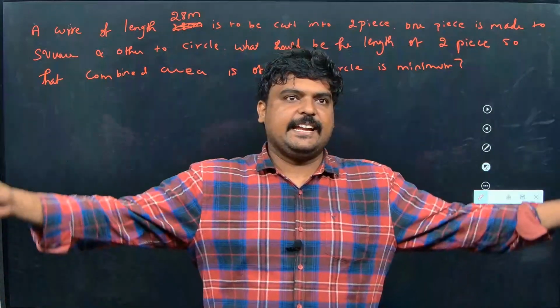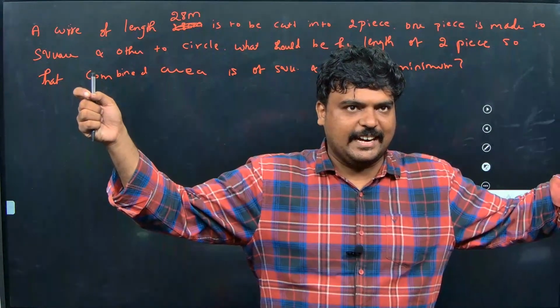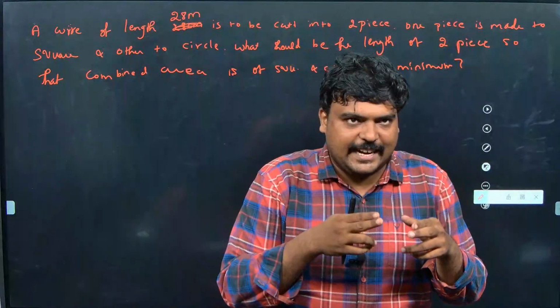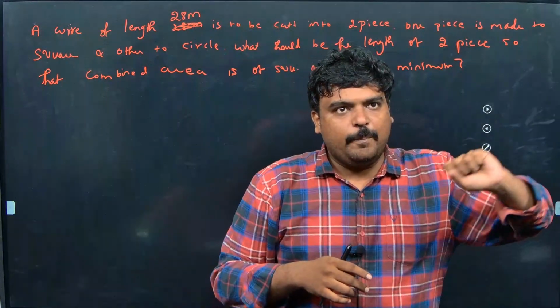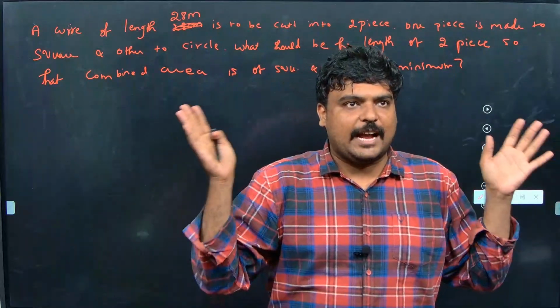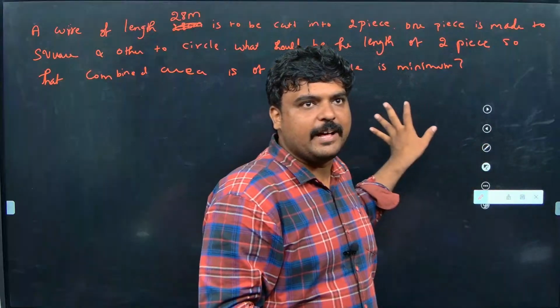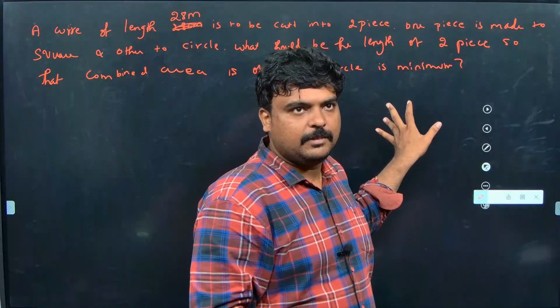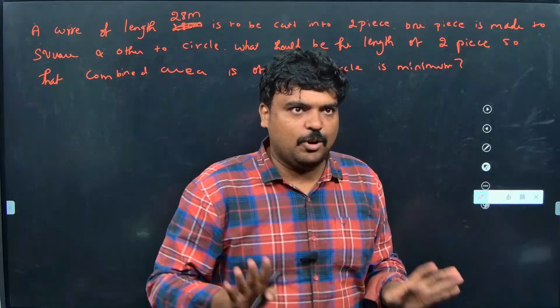டே, என்கிட்ட 28 மீட்டர் லாங் ஒயர் இருக்குடா. நான் ஏதோ ஒரு இடத்துல அதை கட் பண்ண போகிறேன். கட் பண்ணி ஒரு பார்ட்டை ஸ்கொயர் பண்ண போகிறேன், ஒரு பார்ட்டை சர்க்கிள் பண்ண போகிறேன். அதோட கம்பைன்டு ஏரியா மினிமமாக இருக்கணும். அதுதான் கொஸ்டின்.